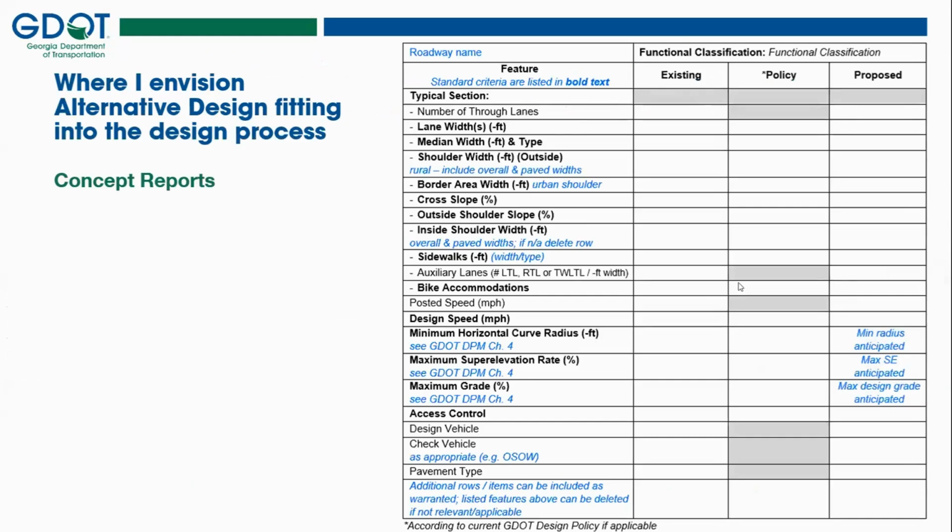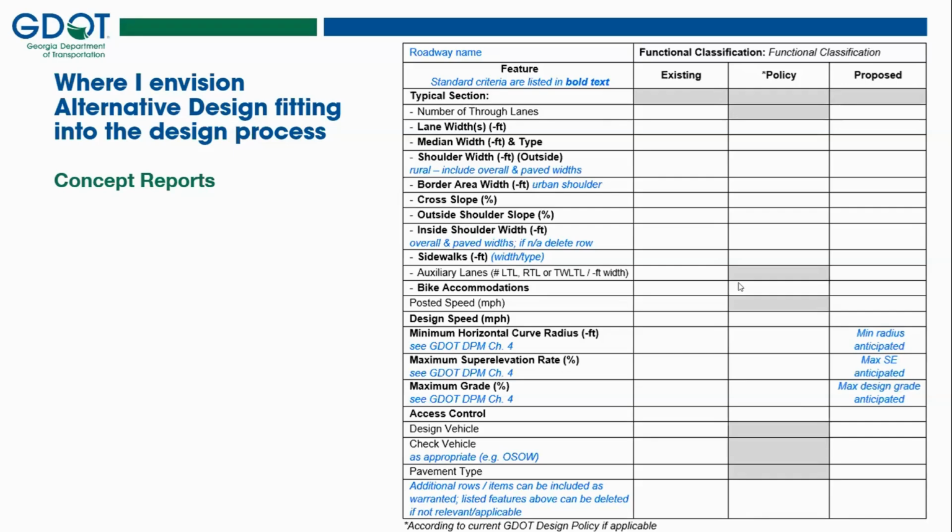So where do I envision this fitting into GDOT's design process? I think it's going to be really helpful at concept. In our concept reports, I have an excerpt here from our template, and we tabulate a lot of the features that are important to us at GDOT and list what's the existing feature, what does the policy require, and then what are we proposing to put out there once it's constructed. And if our proposal is matching the policy, great. But if our proposal is less than the policy, all right, what do we do?